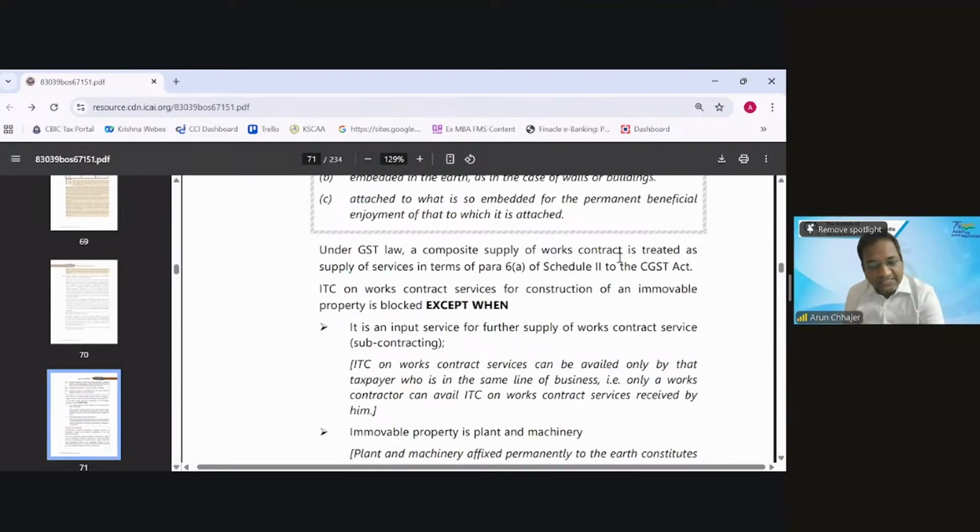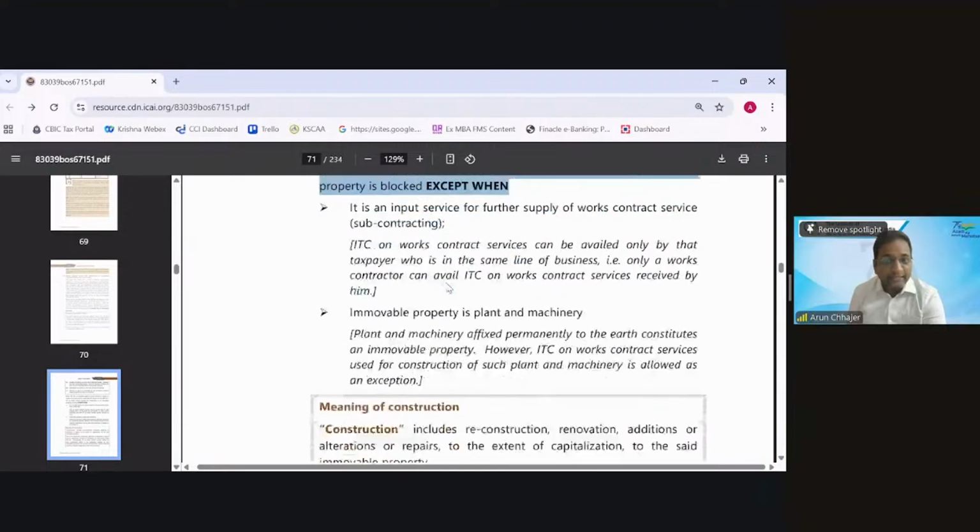Under the GST, the composite supply, the works contract, is treated as a supply of service. Thank you Yogesh, Geet, so much. It is given at the particular point; we will refer to that page also, the page number which has been given by Geet. So under the GST law, ITC on works contract service for the construction of an immovable property is blocked, except when it is an input service for a works contract, that is, subcontracting.